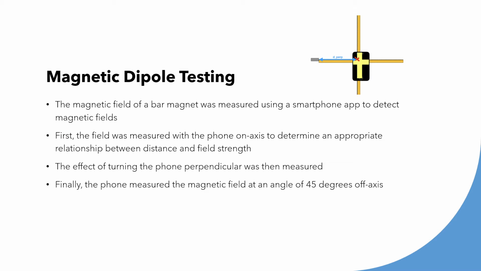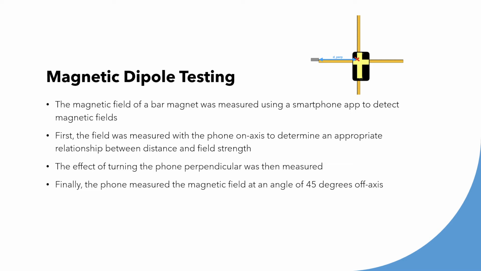In this experiment, a smartphone with a downloaded magnetometer, which is an app that detects magnetic fields, was used to measure the field from a bar magnet. The phone was placed in a few different positions and orientations. First, the field was measured on axis to determine the relationship between distance and field strength.